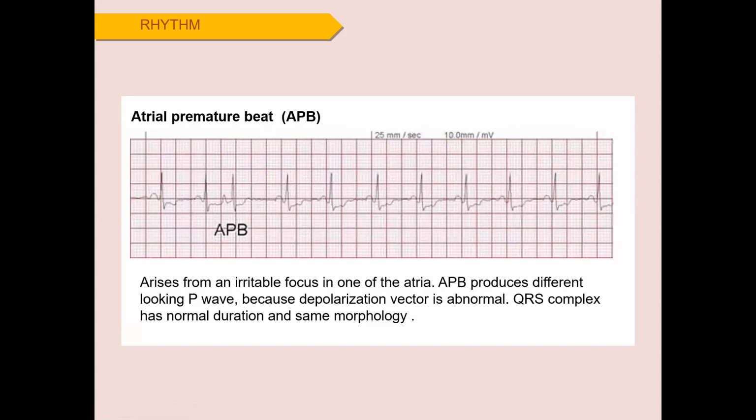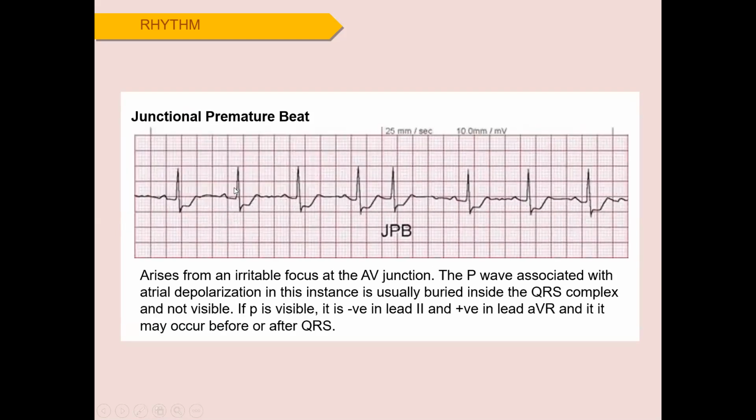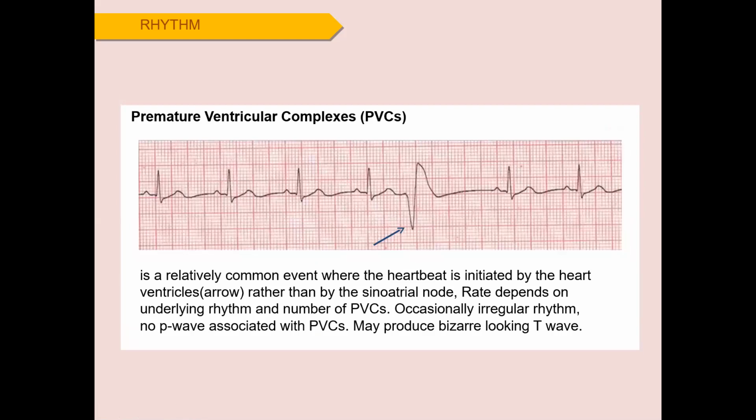Atrial premature beat arises from a focus other than the SA node. You can see that suddenly the P wave morphology has changed, and then the sinus node resets, again sinus. So this is atrial premature beat. Junctional premature beat also, in the AV junction. I am not going into detail. Usually you need not know all these things.